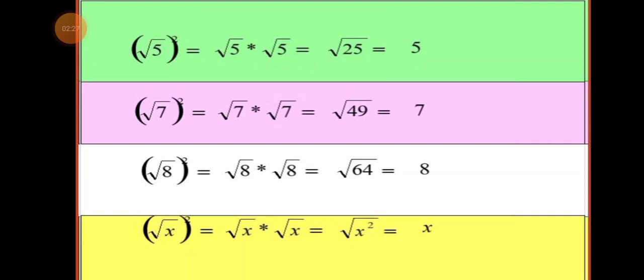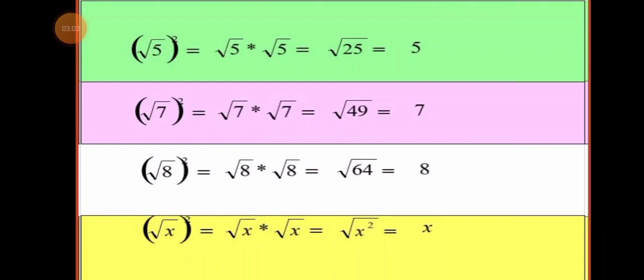Another example: the quantity square root of 5, squared. First, let's distribute. Square root of 5 times square root of 5 equals square root of 25, and the square root of 25 is 5. That's the answer. The quantity square root of 7, squared, equals 7 times 7. Square root of 7 times square root of 7 equals the square root of 49, and the square root of 49 is 7.